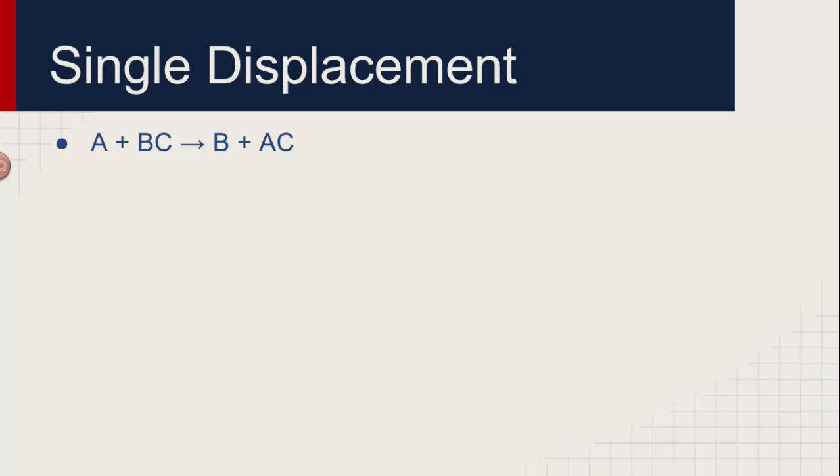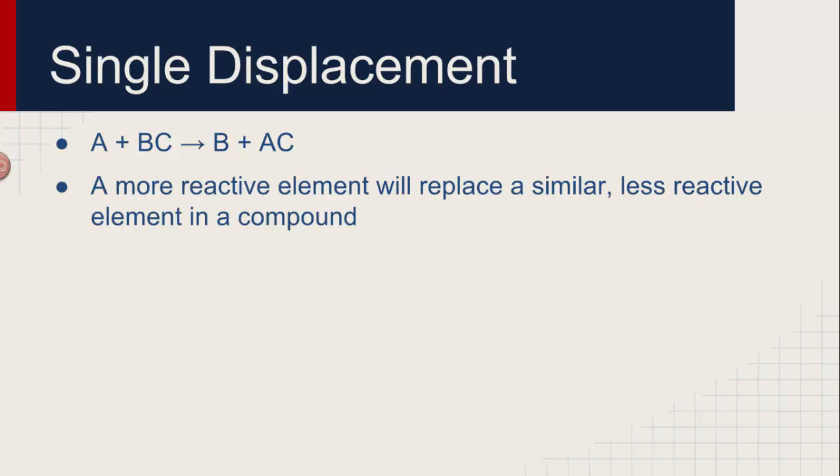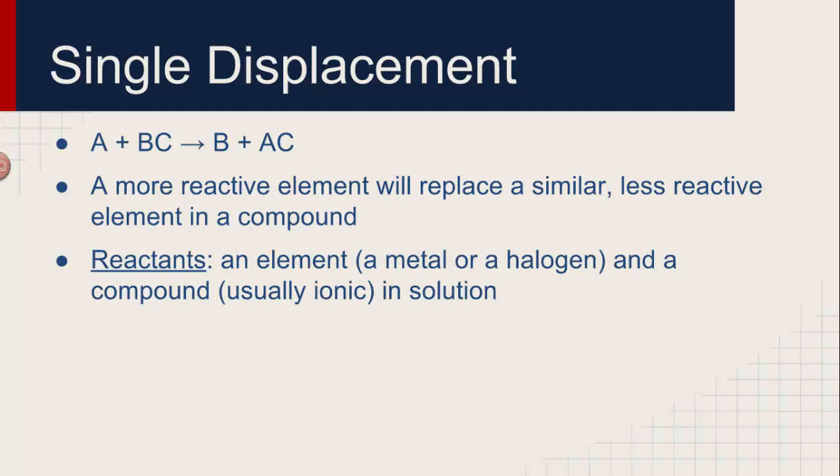A, meaning a single element, plus BC, a compound, goes to B plus AC. And if you look real carefully, you'll see that A and B have switched places. That's the single displacement that we're talking about. The general description of the reaction is that a more reactive element will replace a similar, less reactive element in a compound.